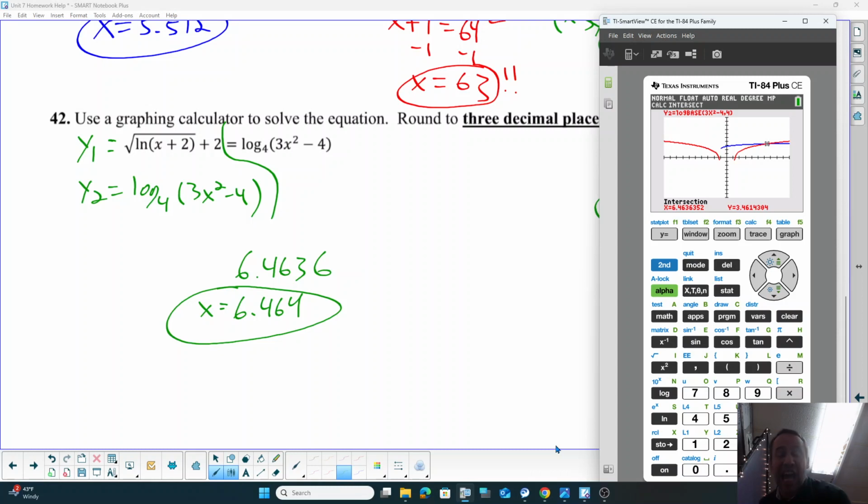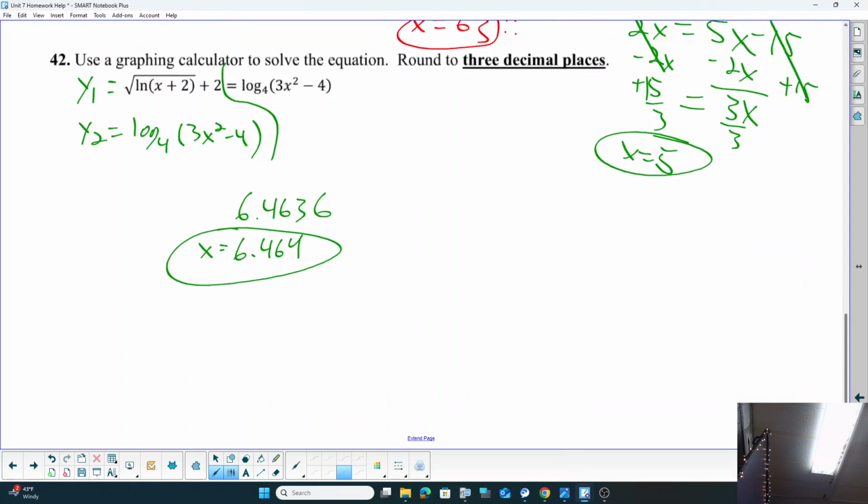Can you do those steps on the test? Graph y1, y2, push graph, then go to trace over to the intersection, and then second trace, second calc, and then option 5, enter, enter, enter. Write it on your note card if you get one, if you're allowed to use one. Okay, there we go.